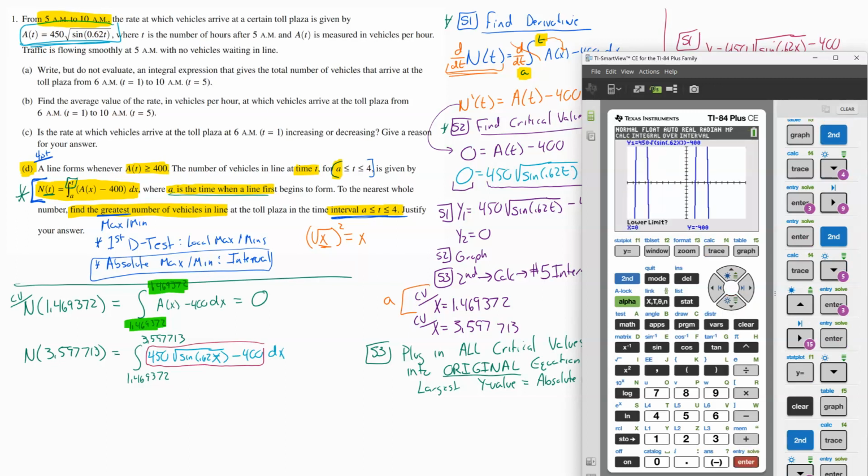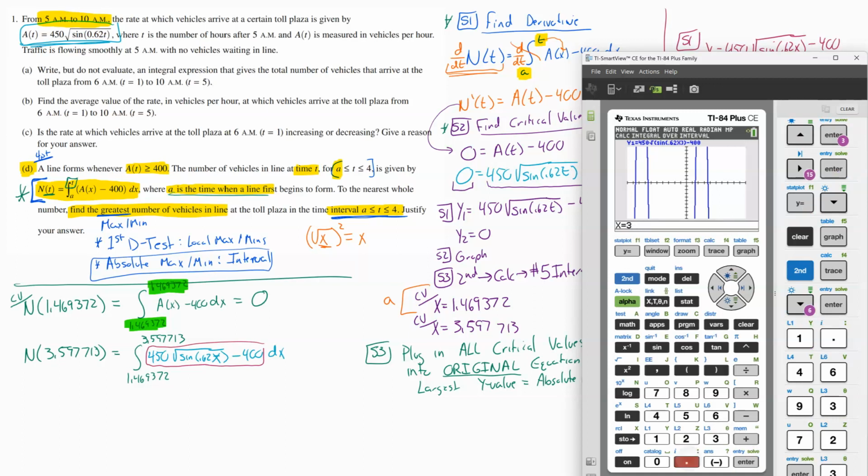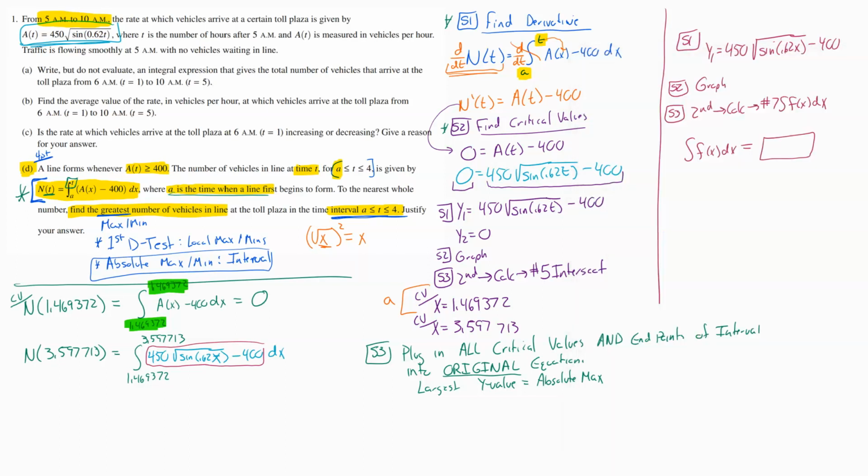The lower limit is going to be our first critical value, the first place where the line starts, so 1.469372. Then we hit enter. It asks us now for the upper limit. That's going to be our second critical value that we found, so 3.597713. We hit enter, and at the bottom of the screen you'll see that integral of f of x dx equals 71.254. So that's going to be that. Technically, this would just be 71 cars. You're not going to have 0.254 of a car. So those are our 2 critical values taken care of.